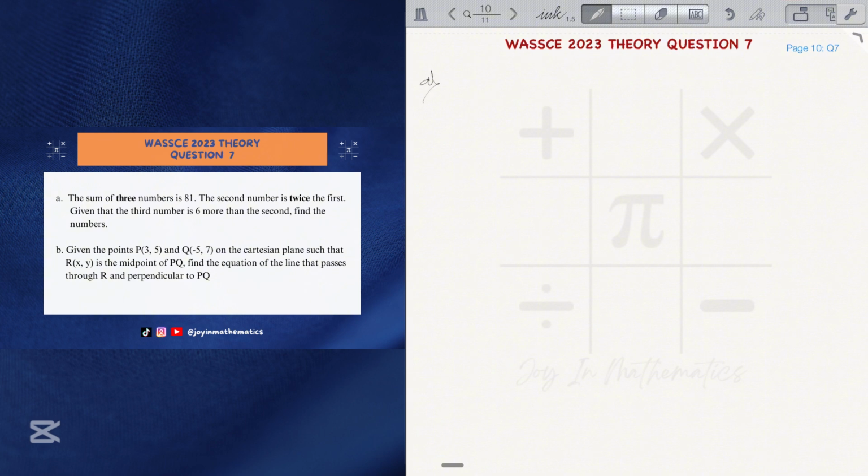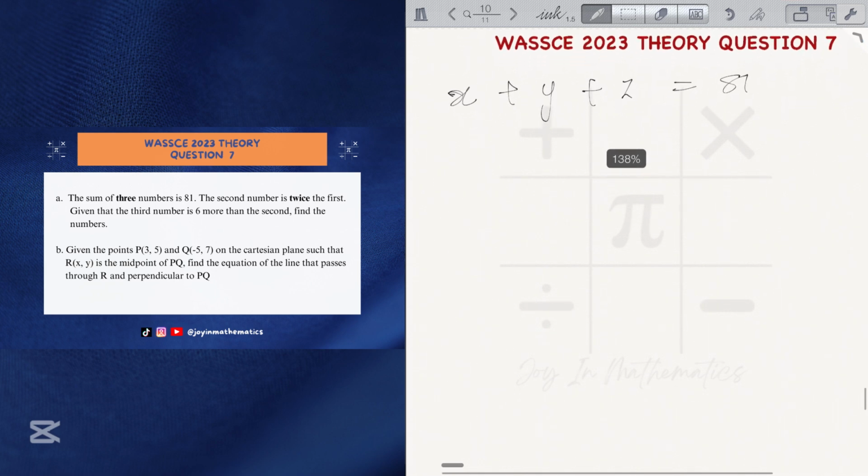It says the sum of three numbers is 81. The second number is twice the first. Given that the third number is 6 more than the second, find the numbers. So let's have three numbers. Let's say the first number is X, the second number is Y, and the third number is Z. And the sum is equal to 81.